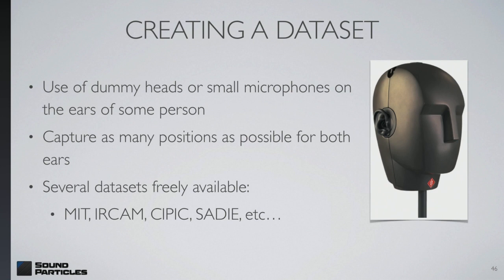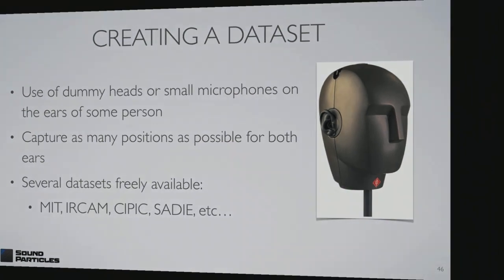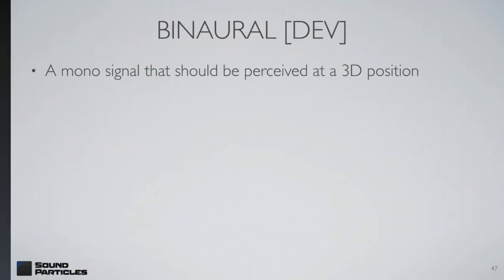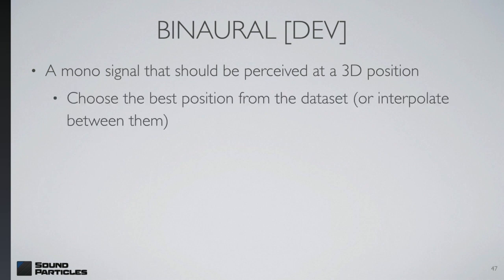There are already several data sets freely available that you can use if you want to apply binaural to your next audio software. So, as a developer, imagine that I have this mono signal that I want to be perceived as a 3D position, for instance, coming over there. So I'm going to look at my data set and see which position in my data set is closest to that position. If I want, I can even interpolate between more than one there.